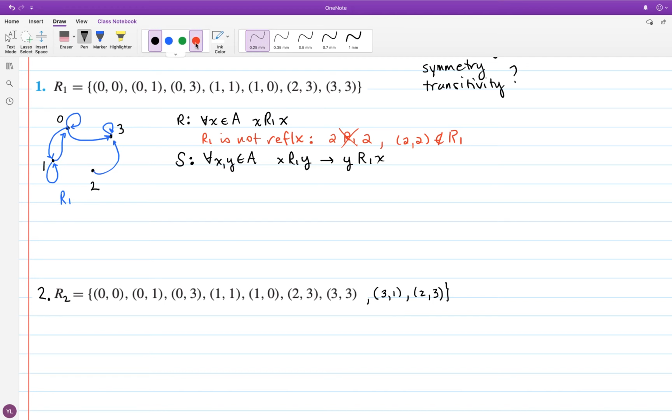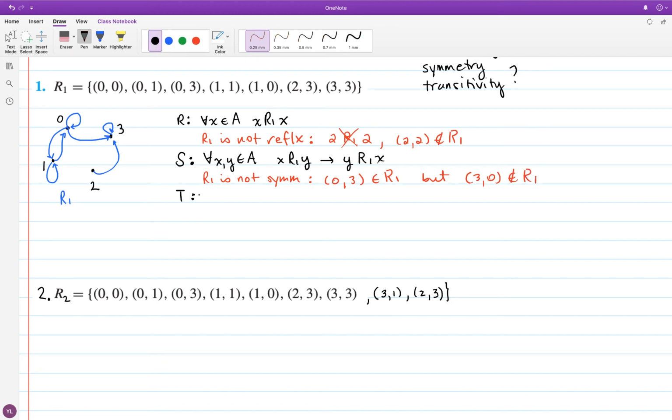To demonstrate that this relation is not symmetric, all I need to do is break this for-all statement. I need to provide an example of a pair of numbers in A such that x is related to y, but y is not related to x. So I'm going to write that out. R1 is not symmetric. And here's my demonstration. Note that, for example, (0, 3) is in R1, but (3, 0) is not in R1. All right, there's my demonstration.